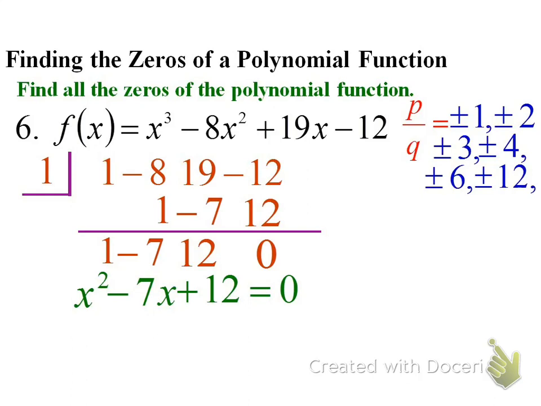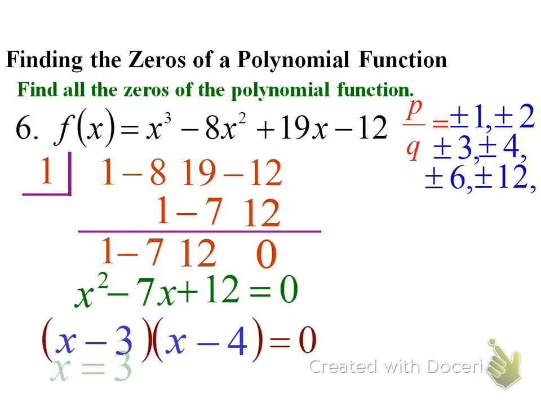Multiply, add. Anyone know what the combination is? X minus 4, X minus 3. Good. Lots of good guesses, but -3 and -4 multiply to +12, they add to -7. So that gives us a solution of 3, a solution of 4, and we found the solution of 1 earlier. Double check you have 3 solutions. You have a 3rd degree polynomial, so we're done.